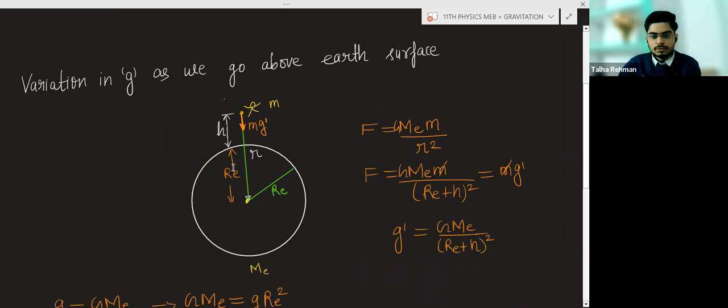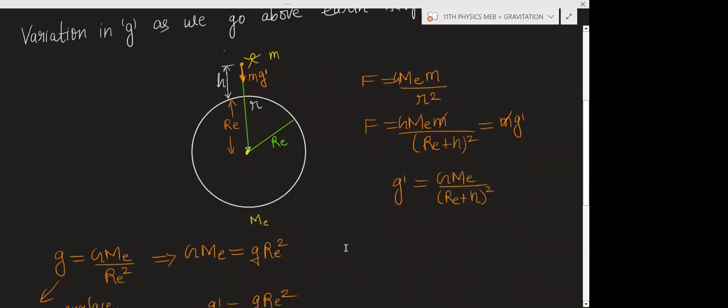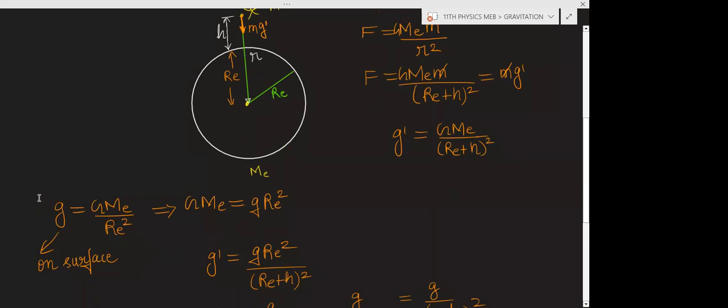So this is the Earth, and this is a body, or a mass, here at a height h above the Earth's surface. Here the acceleration due to gravity is this, because acceleration due to gravity will change when we go above the Earth's surface. And this is the value of acceleration due to gravity on the surface of the Earth.